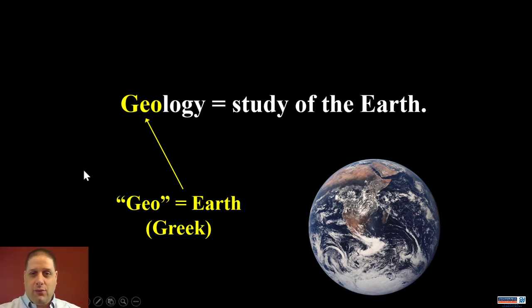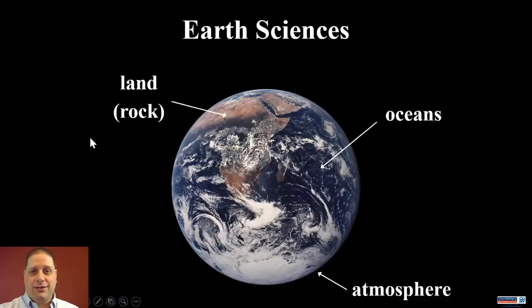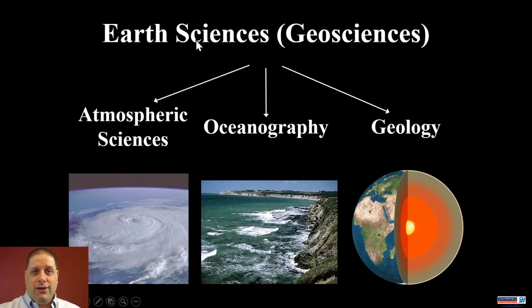Okay, so geology is the study of the Earth. Geo is a Greek word meaning Earth. So it's the study of everything that happens on our planet, right? So not just the rocks, but also the atmosphere, the oceans, and the interactions between them. So Earth sciences is made up of the study of things on land, including rocks, how they're made, how they're changed, how they're deformed over time, the oceans and the atmosphere. The Earth sciences are also sometimes called the geosciences, and so they're made up appropriately of the atmospheric sciences, oceanography, and geology. So they're all different fields that together make up the Earth sciences.